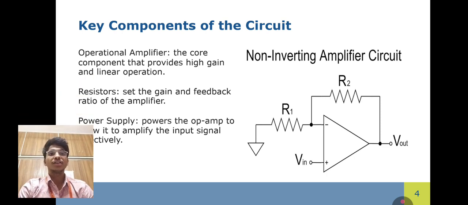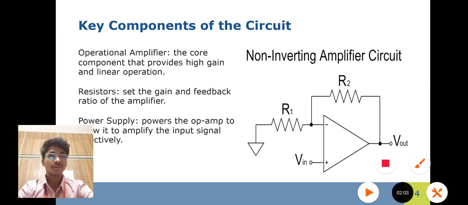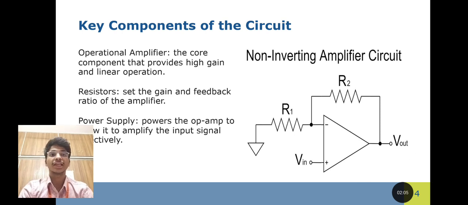Key components of the circuit, and the circuit diagram is shown in this slide. The operational amplifier, the core component, provides high gain and linear operation. Resistors set the gain and feedback ratio of the amplifier. The power supply powers the operational amplifier to amplify the input signal actively.